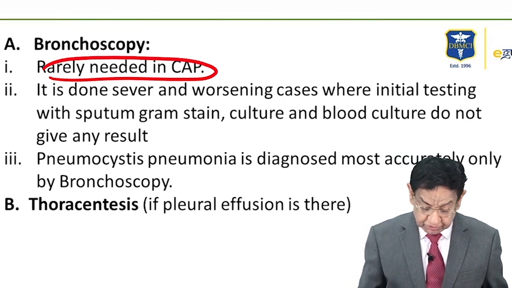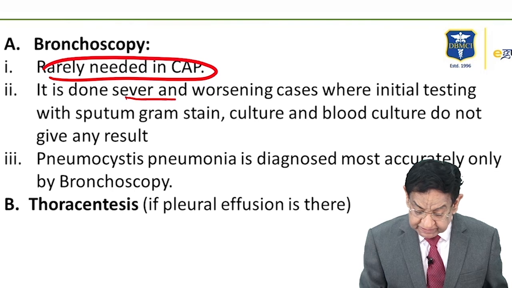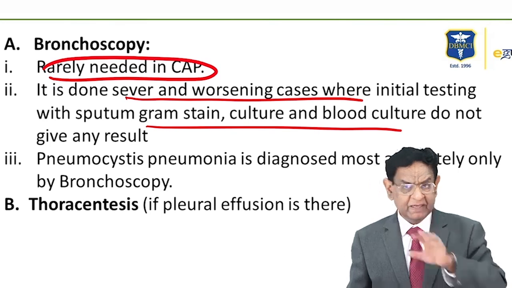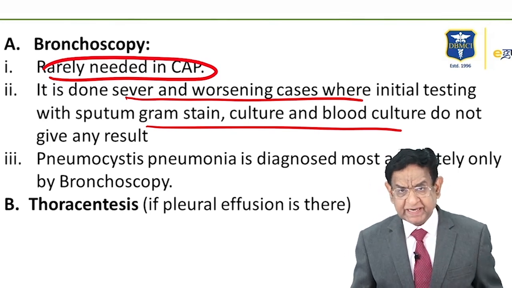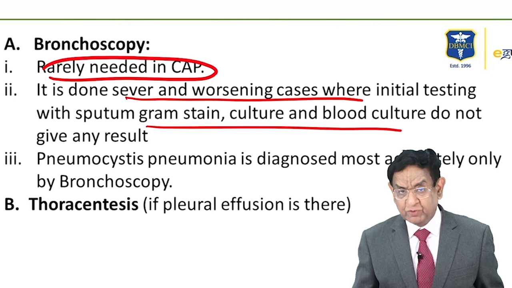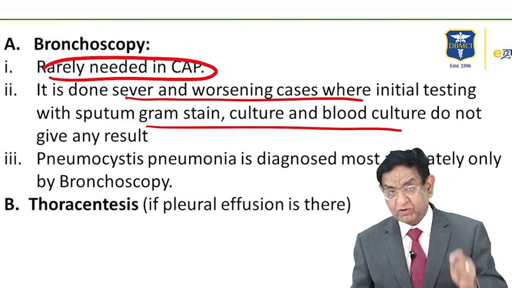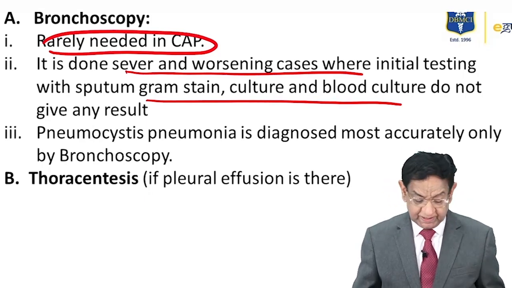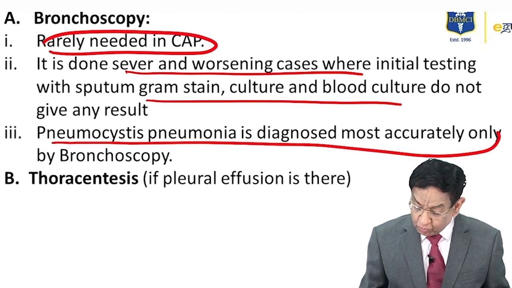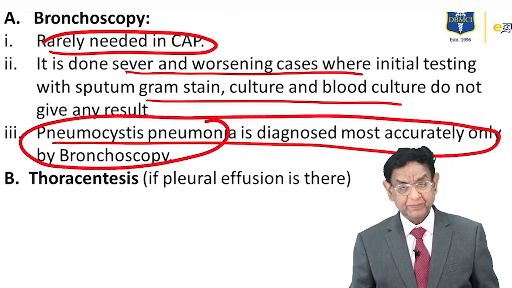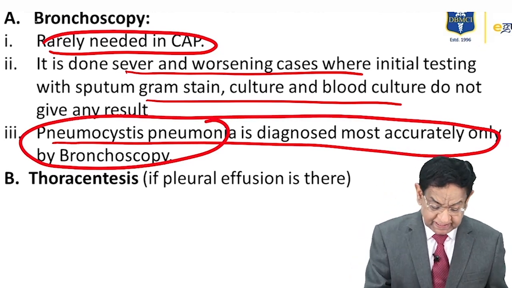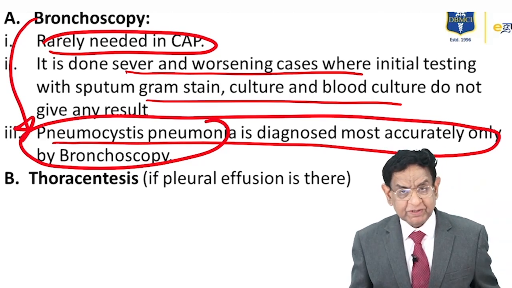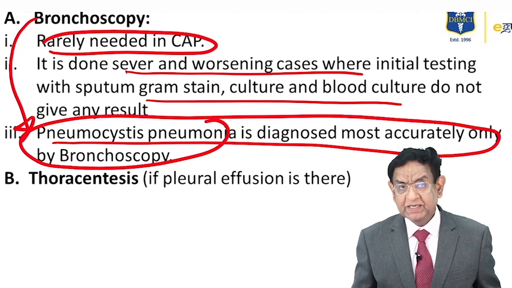So it is done as usual in severe, worsening cases, where we are getting nothing in blood culture, Gram stain, sputum investigation, and blood tests are negative. Then you like to go for bronchoalveolar lavage, provided the patient is not responding to your treatment. But one thing is very sure, pneumocystis pneumonia is only diagnosed by bronchoscopy. So I can make your subject very easy: bronchoscopy is for pneumocystis, no doubt about it, because there is no other, better way of diagnosing pneumocystis.